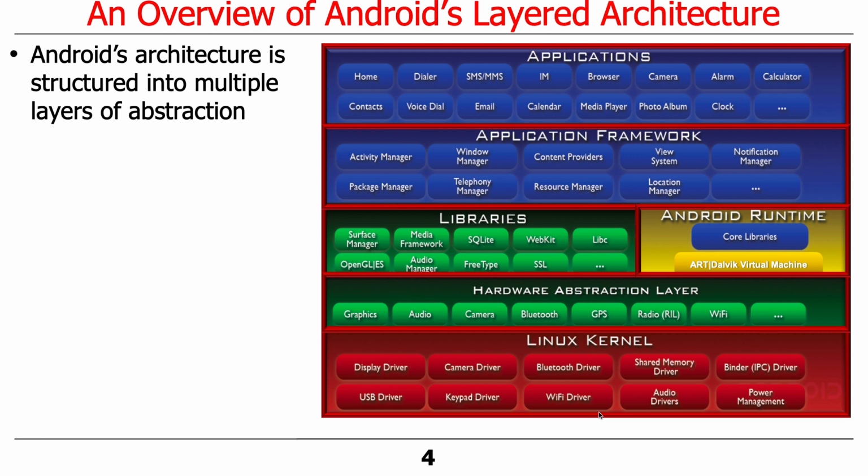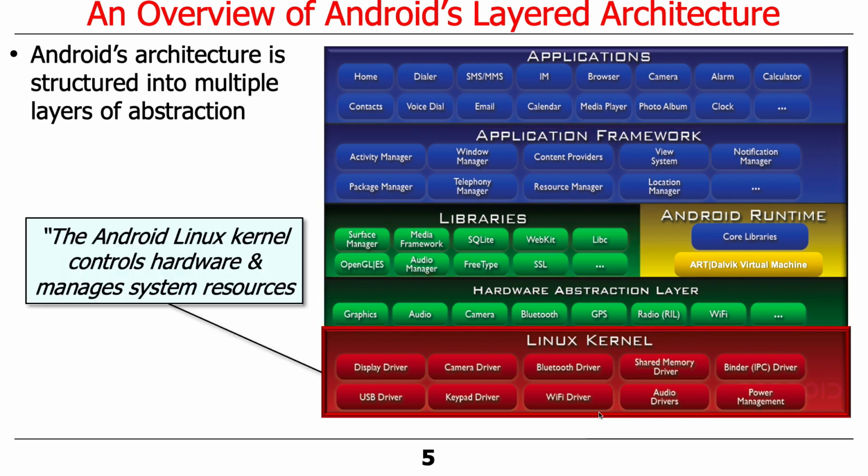And it's organized, as you can see here, into multiple layers of abstraction. And you can see them. They're color-coded and layered and all those good things. The lowest layer in the software portion of Android, there's actually a lower layer, which is the hardware portion, which we'll talk about later. But the software portion consists of the Android Linux kernel, which is a variant of Linux, and which we'll talk about more later too.